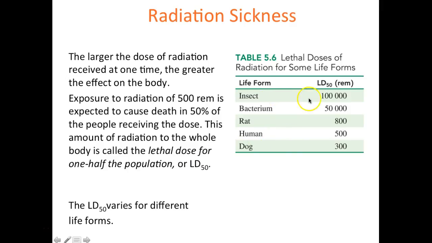Here you have the LD50 numbers in rems of different species like dog, humans, rat, bacteria, and insects. As you can see, for humans the LD50 is 50 rem. Insects and bacteria are able to withstand higher levels of radiation exposure. Insects can withstand almost 100,000 rem.